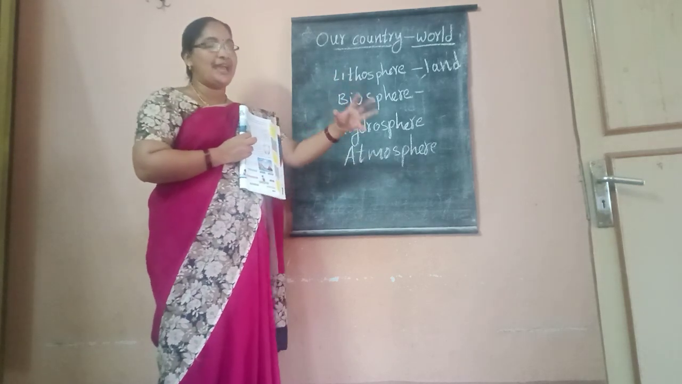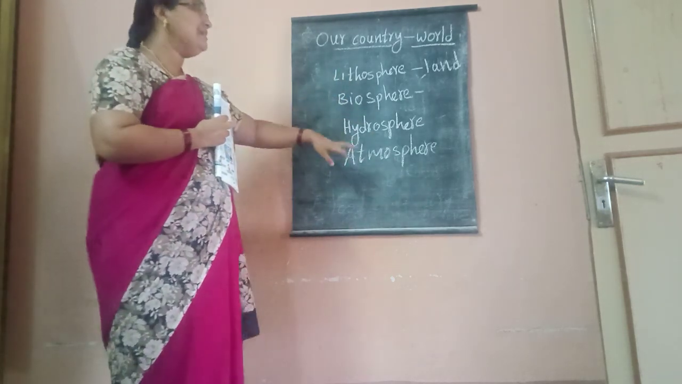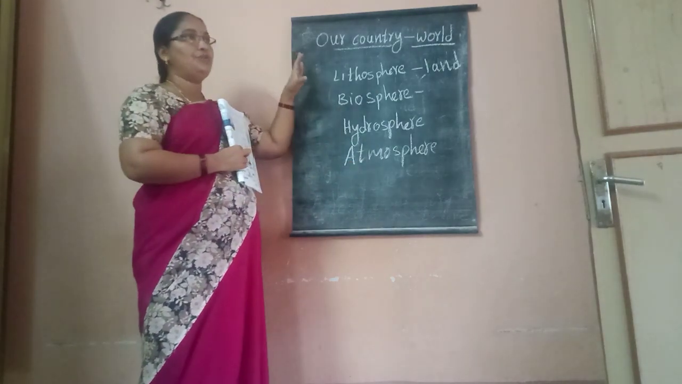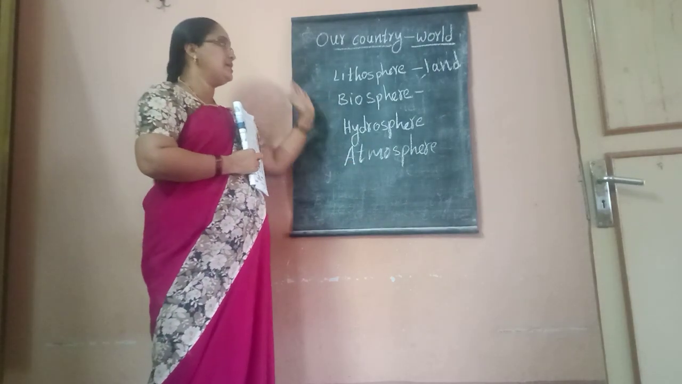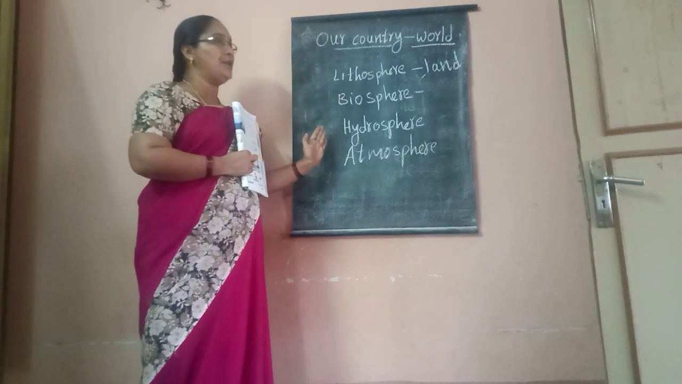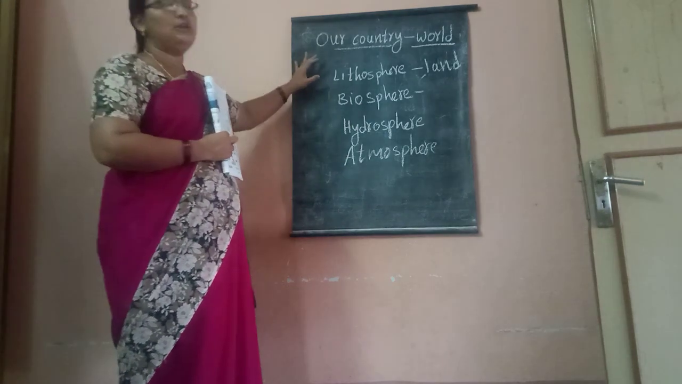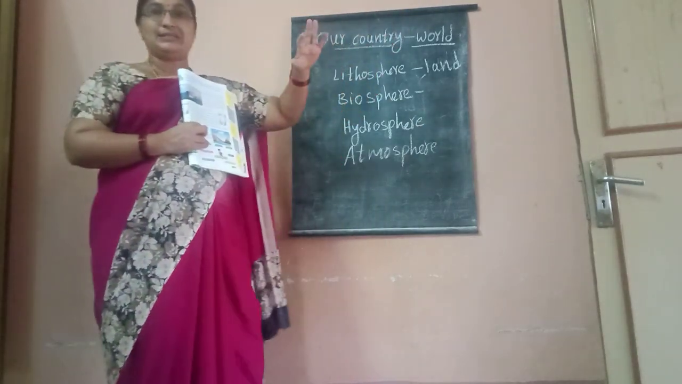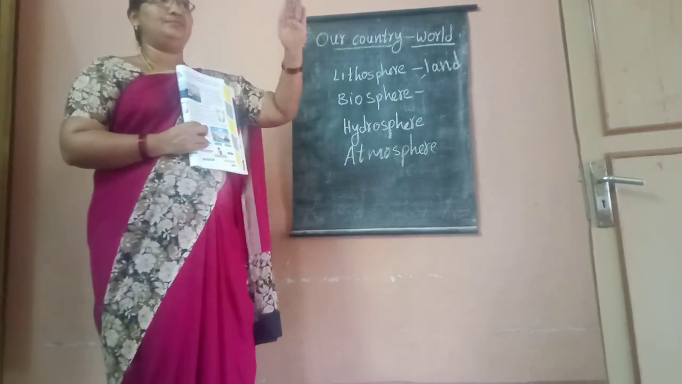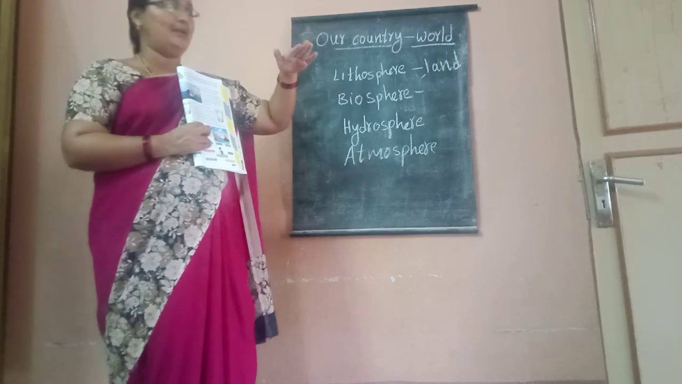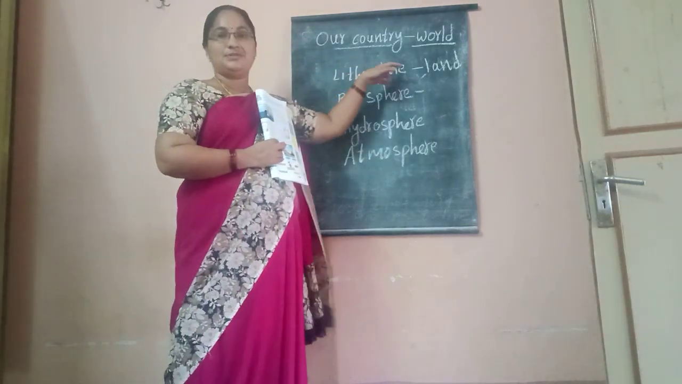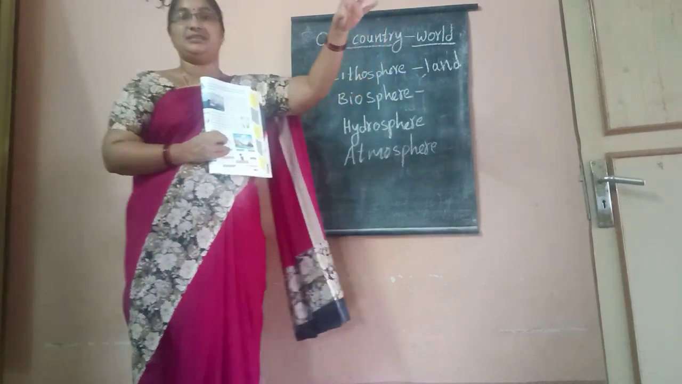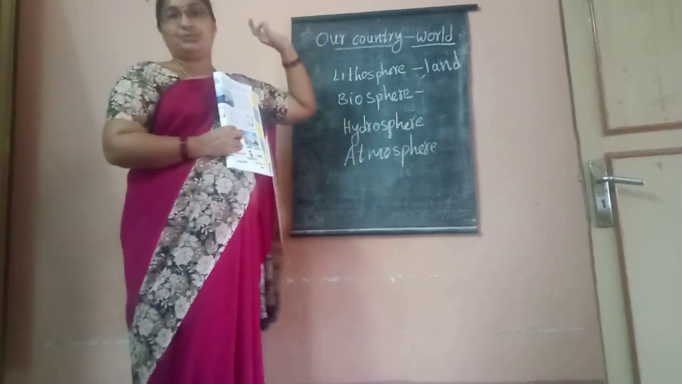Okay, the layer of gases around our planet comes under the atmosphere. Our earth environment is divided into 4 spheres: lithosphere, biosphere, hydrosphere and atmosphere. Lithosphere means the outermost part of our earth crust and the uppermost layer of the mantle. All the landforms with different shapes and sizes come under the lithosphere.